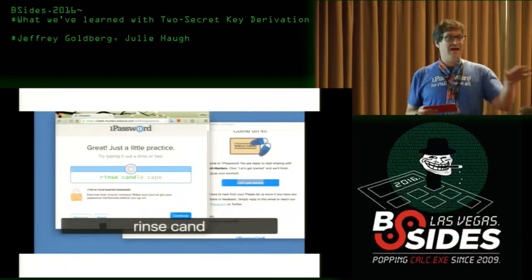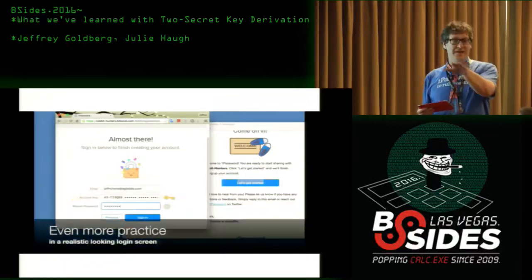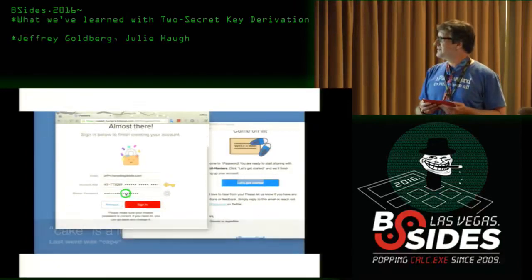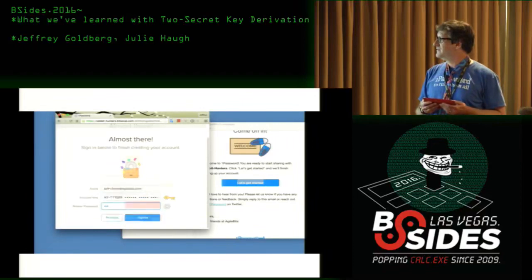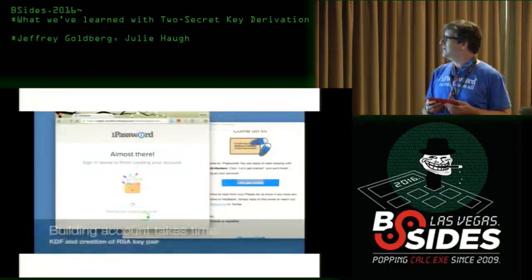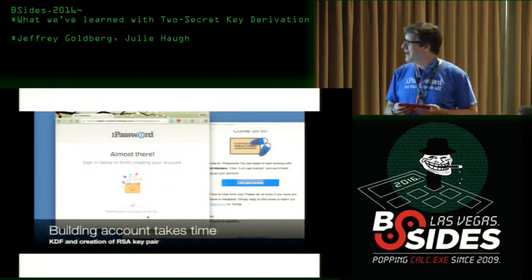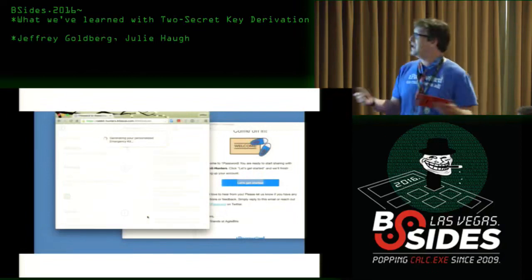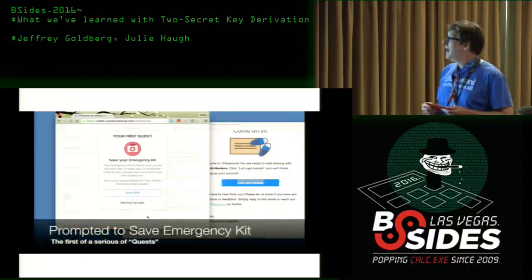But as you saw, there was actually a Diceware-like generator to offer people help in choosing master passwords. She practices that. Oops, she typed it in wrong because she thought it was cake instead of cape as the last word. There we go. And now we are generating public-private key pairs and a bunch of other stuff.